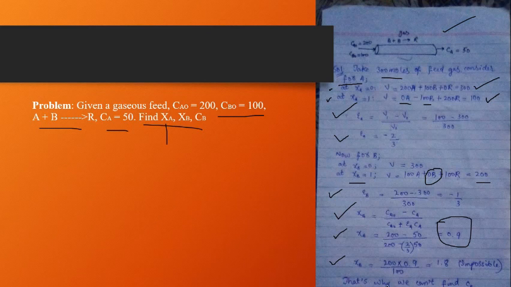That's why we can't find the value of CB, because for finding the value of CB we have to find the value of XB, and here the value of XB is not possible to find, because the mole fraction is greater than 1. That's why we can't find the value of CB.